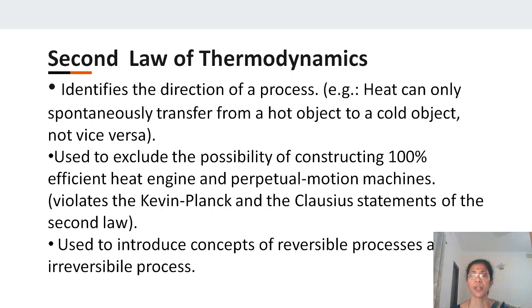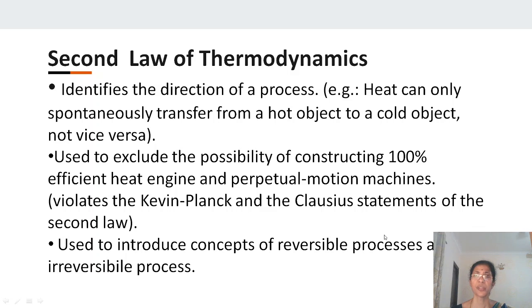The second law of thermodynamics identifies the direction of a process, that is, heat can only spontaneously transfer from a hot object to a cold object, not vice versa. That is, not from cold to a hot object. And it is used to exclude the possibility of constructing 100% efficient heat engines and machines. It is used to introduce the concept of reversible process and irreversible process.